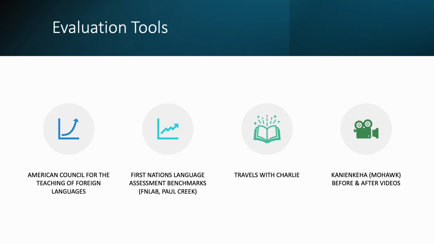So, evaluation tools. There's the American Council for the Teaching of Foreign Languages, ACTFL, which is really amazing because it's so comprehensive and it's so well recognized from universities to governments, and it works beautifully across languages. But it is really comprehensive, more comprehensive than it needs to be. So for the Paul Creek curriculum, they adapted it, and I've seen it used in the First Nations school system as well. I'm not sure if they're still using it, but it's the First Nations language assessment benchmarks based on ACTFL. And then Where Are Your Keys has simplified ACTFL even more, which I love, with a little method called Travels with Charlie.